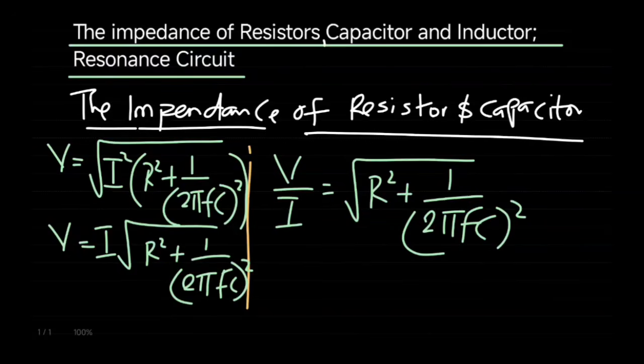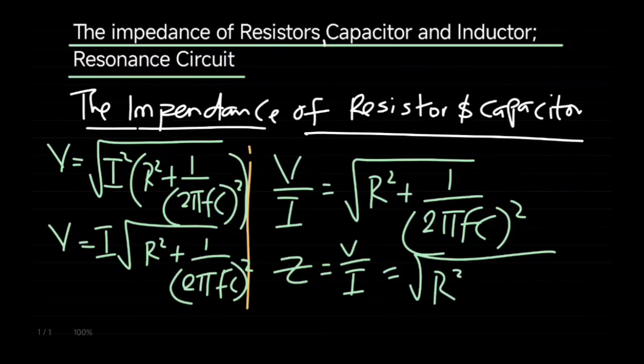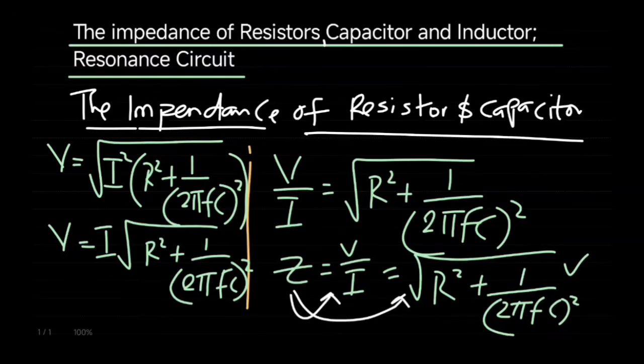We can call this the impedance of resistor and capacitor in series, where our Z is equal to V all over I, which is also equal to square root of R square plus 1 all over 2 pi FC all square. So this is called the impedance of resistor and capacitor in series. Note, this can be equal to this, and this can be equal to this. This can also be equal to this, and this can be equal to this.